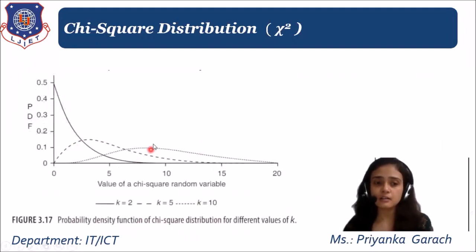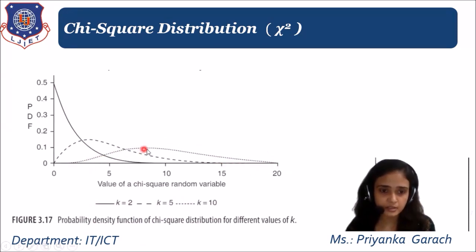This is the graph, the PDF, the probability density function of the chi-square distribution for different values of k. For k equals 10 the line is shown as a dotted line, for k equals 5 the line is dashed, and for k equals 2 it is a smooth line. You can see over here that as the value of k increases, the shape of the chi-square distribution becomes similar to the normal distribution.